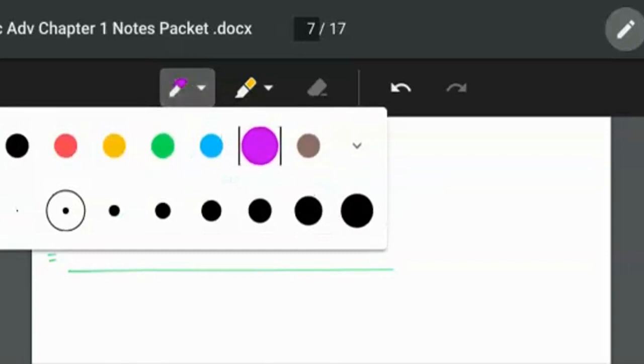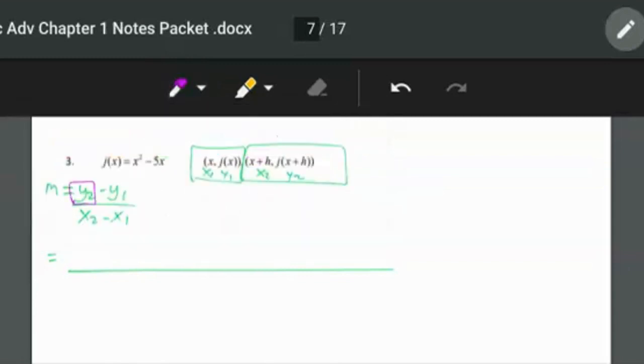So we can go slowly. I'll try to use colors to make it easier. First thing is y2. That's going to be j of x plus h. Then our formula has a minus sign, so we got to subtract our y1. Our y1 was just j of x.